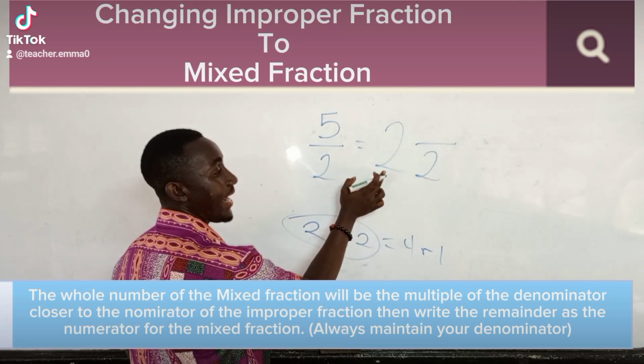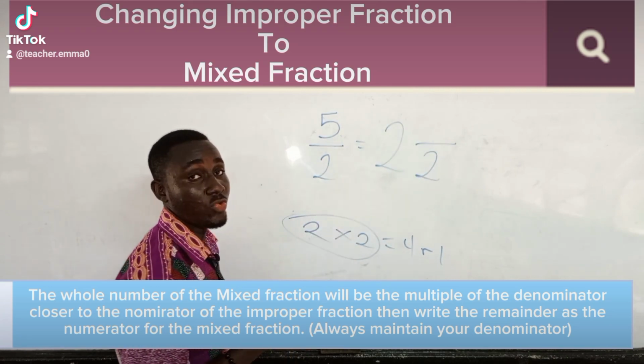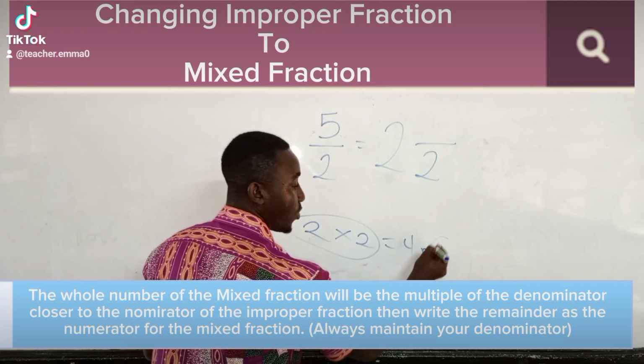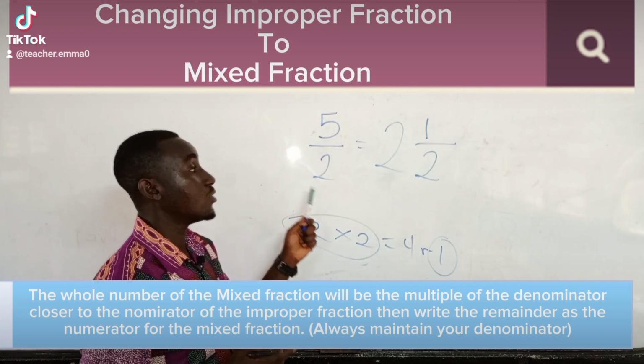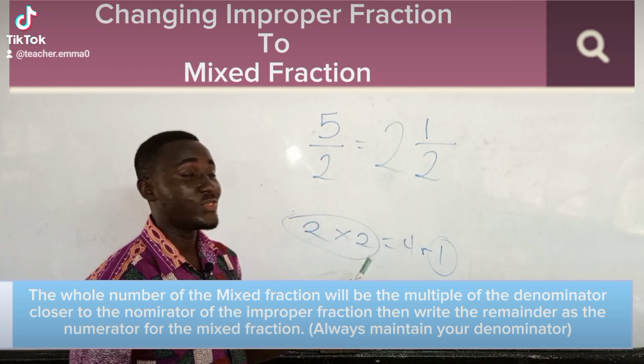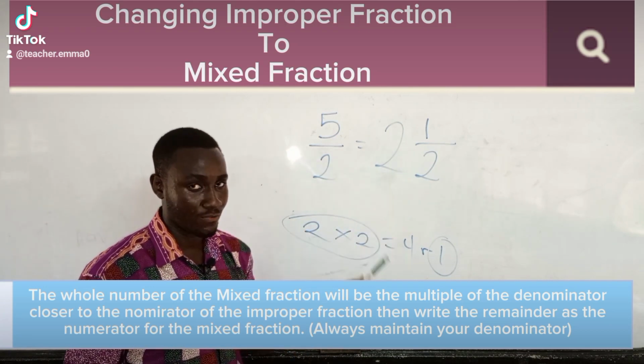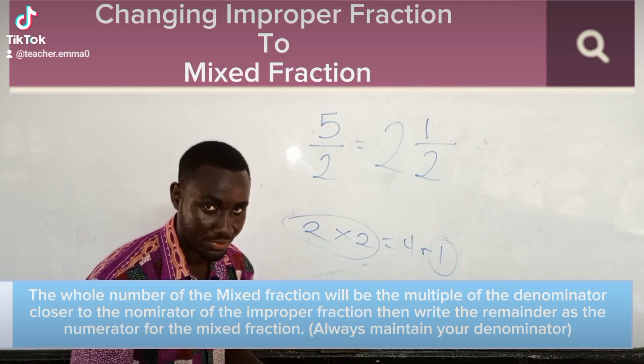So 2 multiplied by the whole number 2 is going to give you 4. Then you write your remainder as your numerator. So converting 5 out of 2 to a mixed fraction, you are going to get 2 whole number 1 out of 2. Let's look at another example.